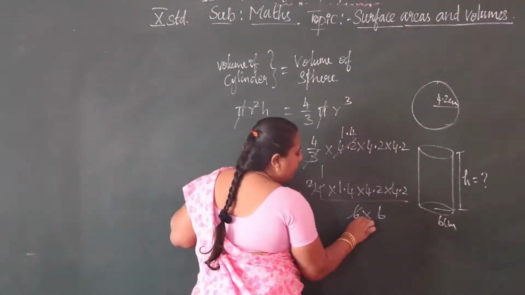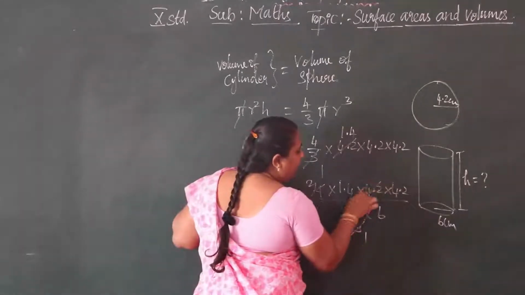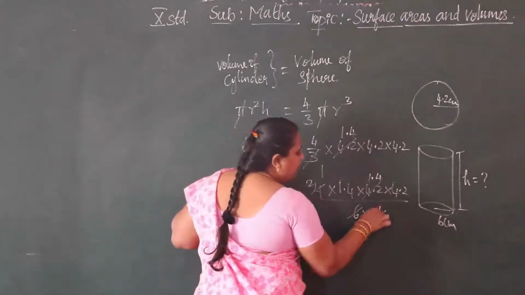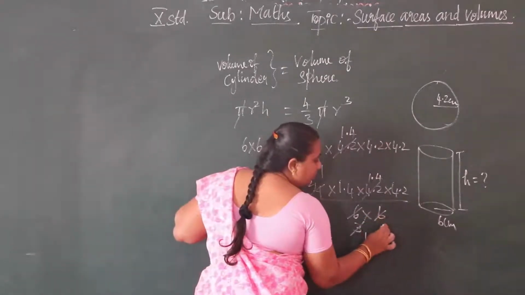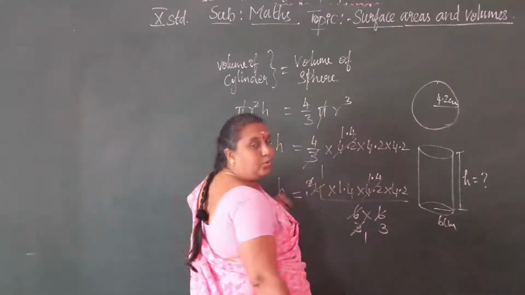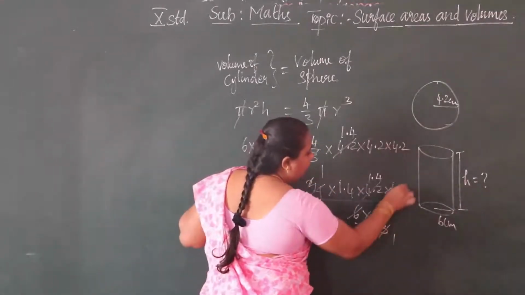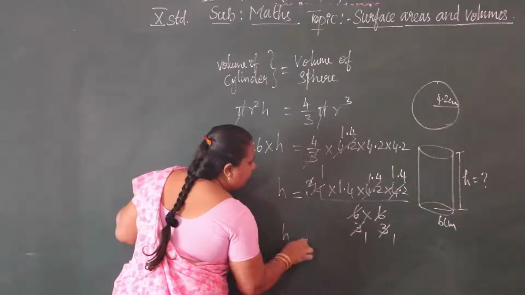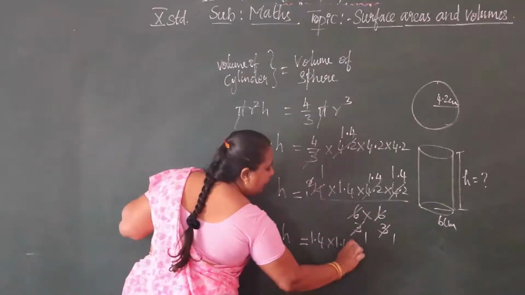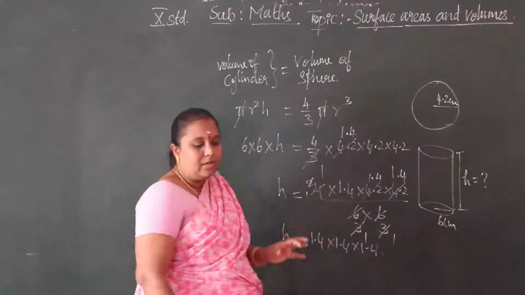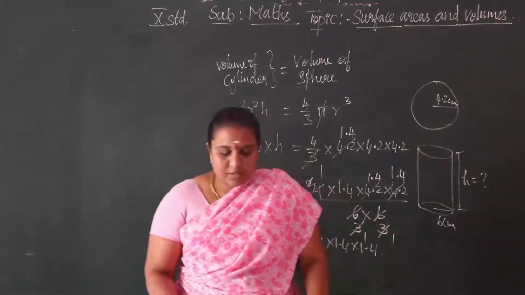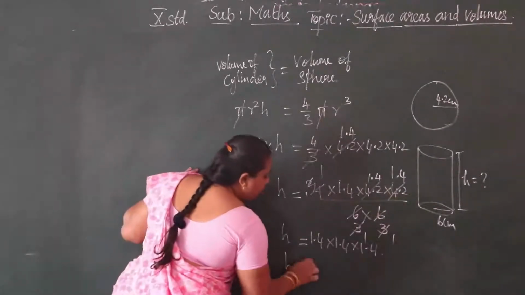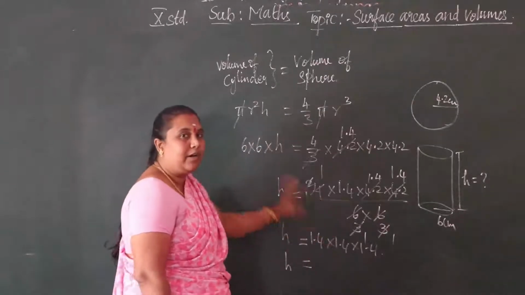So here we can cancel this again. 3 1s are 3, 3 1.4s are 4.2. Again, 2 3s are 6, 2 1s are 2. So again 3 1s are 3, 3 1.4s are 4.2. Now we have h equals 1.4 into 1.4 into 1.4. So now we have h equals 2.744. You have to multiply this and give the answer.